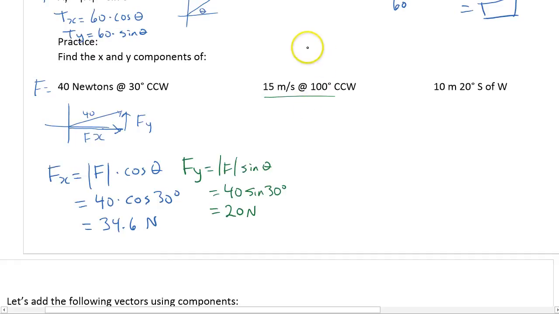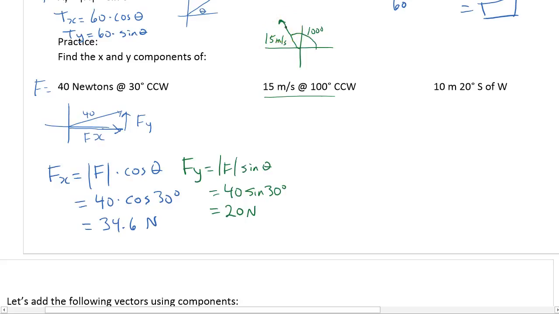So here, I'll draw the diagram up here so I have a bit more room. 100 degrees is going to be, well, here's 90. It's a little bit past 90, so it's going to go that direction. Okay, so this is 100 degrees in there, not 1,000, it's 100 degrees, and this is 15 meters per second, the length of that arrow.